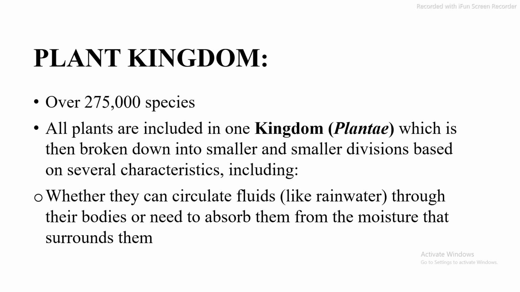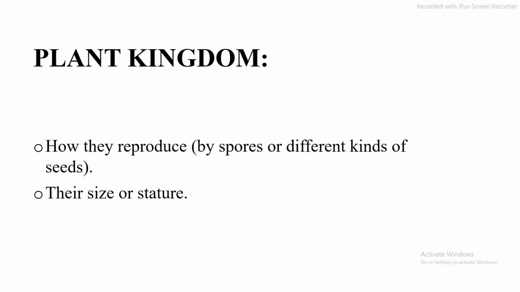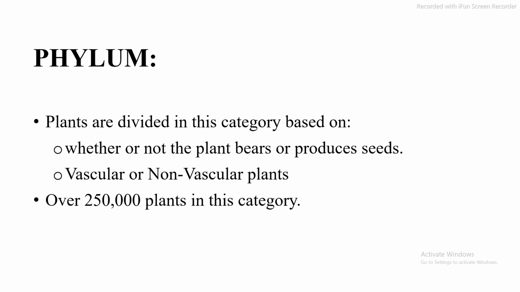Next I am going to discuss the plant kingdom. Over 275,000 species. All the plants are included in one kingdom, Plantae, which is then broken down into smaller and smaller divisions based on several characteristics, including whether they can circulate fluids, like rainwater, or whether their bodies need to absorb them from the moisture that surrounds them, how they reproduce by spores or different kinds of seeds, and their size or stature. Next is phylum. The plants are divided in this category based on whether or not the plant produces seeds, vascular or non-vascular plants. Over 250,000 plants in this category are present.